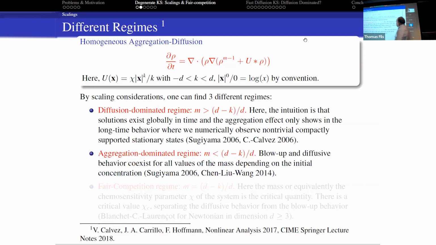If you are in the opposite regime, when m is less than 1 minus k over d, what you expect is the opposite, because you look at the homogeneities: when you concentrate, your energy decreases. And in fact, you can prove that in many of these regimes, and I will come back to that later, the energy can be even not bounded below. It can go to minus infinity simply. So then, in that case, you would not expect to have global minimizers.